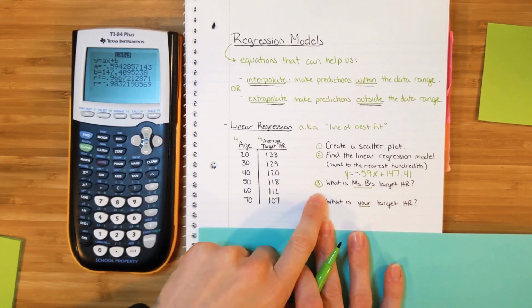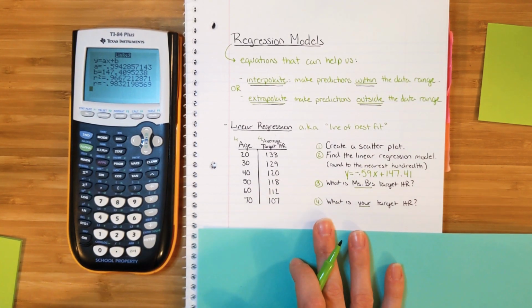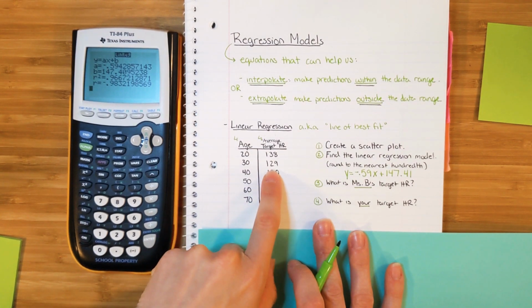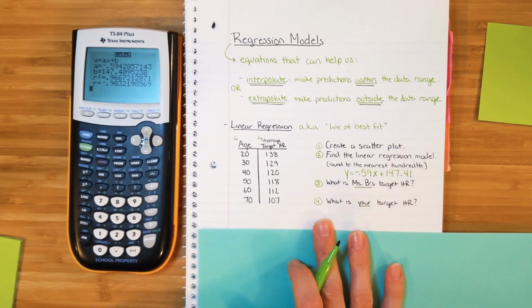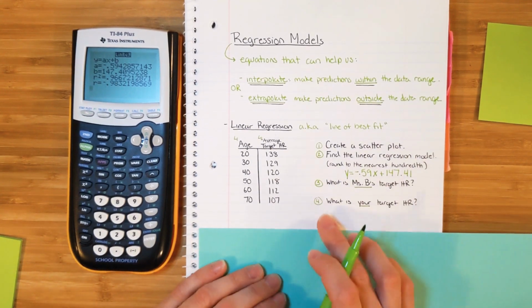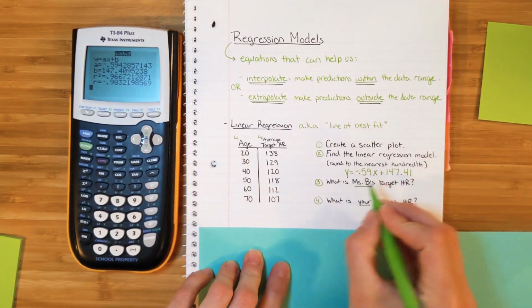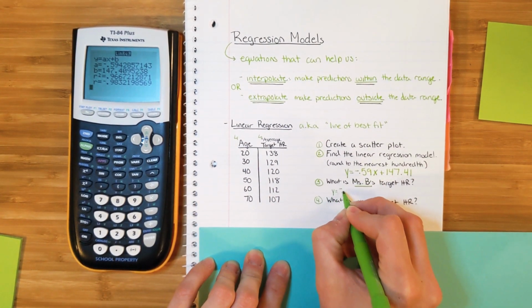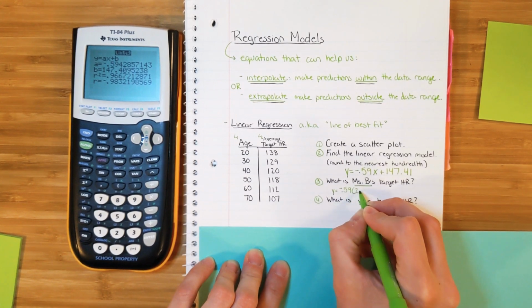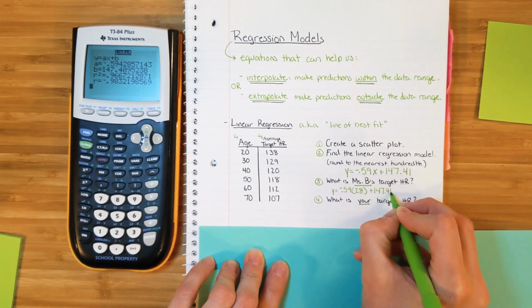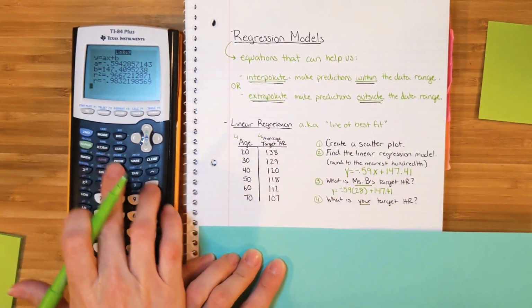For example, if I asked you, what is my target heart rate? Okay, I'm 28 years old, and 28 is not listed in our data set. You can kind of guesstimate where 28 might be, somewhere in between 138 and 129. But instead of guessing, instead of giving your best estimate, we're going to use the linear regression model, and my age is going to go in the x value. So I'm going to plug in y equals -0.59 times 28, because that's how old I am, plus 147.41, and I'm going to go ahead and put that into my calculator.